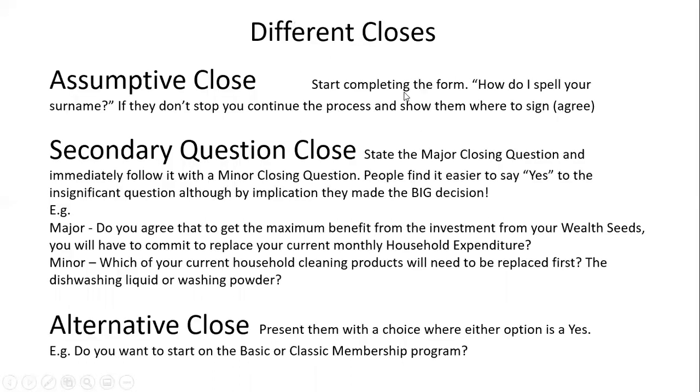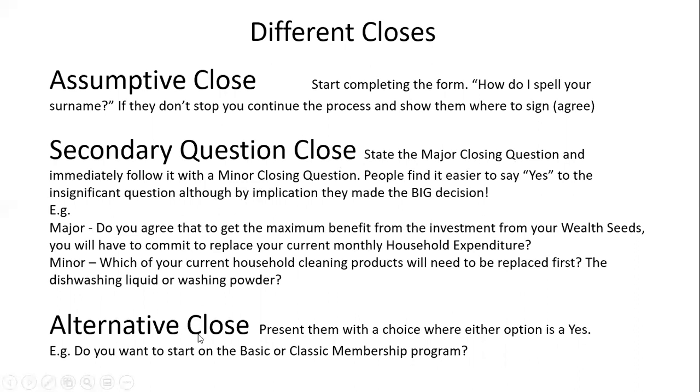Then last week we talked about the different closes. We said there's the assumptive close. That's where you just assume they're ready to go on, and it can be as simple as, how do I spell your surname? A secondary question close is where you state the major closing question, but immediately follow it up with a minor closing question, because people find it easier to say yes to something of less significance than to be confronted by only one big decision.